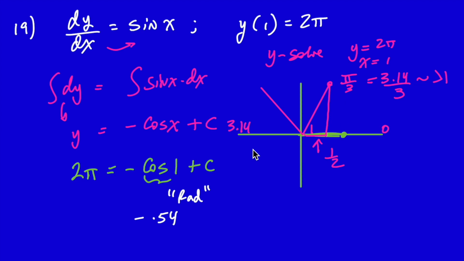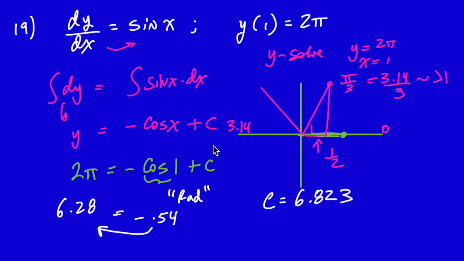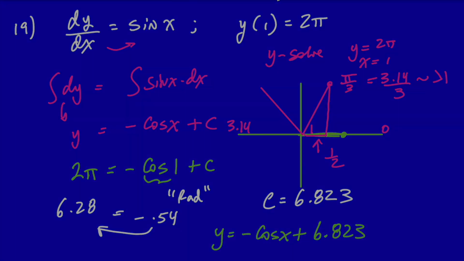So 2 pi is about 6.28. So when we bring this on the other side, we get a c value of approximately 6.823. Therefore, our final answer, our final solution for this problem is y equals negative cos x plus 6.823 as our particular solution.